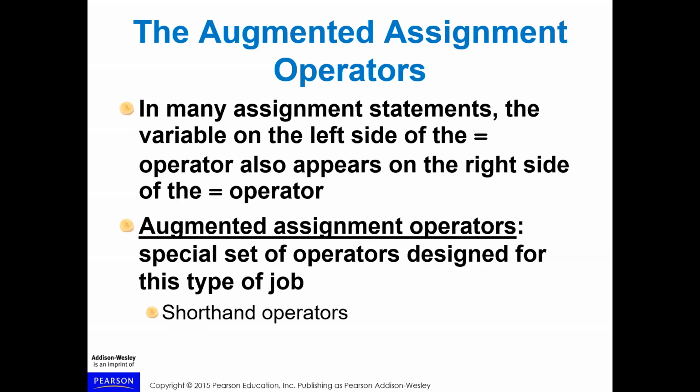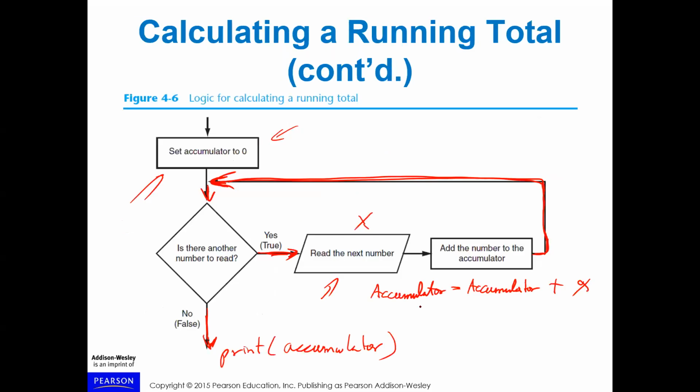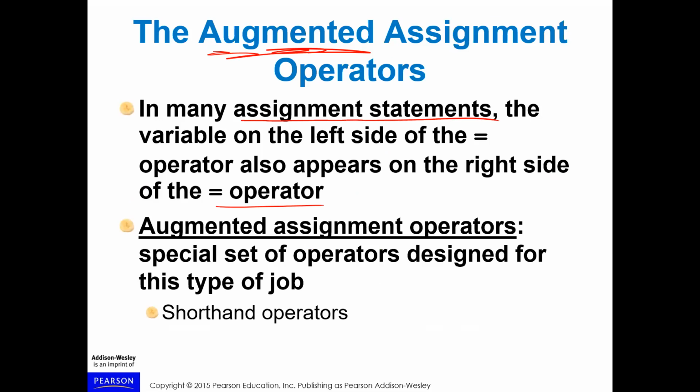And these are what Emily was talking about, right? The so-called augmented assignment operators, which you don't have to use, certainly not in this class, but you can if you'd like to. In many assignment statements, the variable on the left side of the operator also appears on the right side, right? We've seen that quite a bit. It appears twice. You can get rid of that if you'd like. Augmented assignment operators are a special set of operators designed for this type of job, or also called shorthand operators.